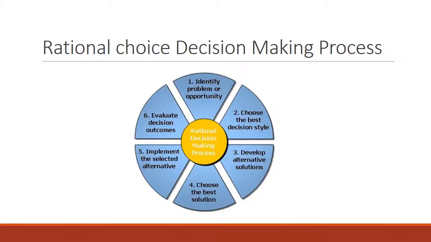Step 3 is to develop alternative solutions. This step involves searching for a ready-made solution. If this cannot be found, then a custom-made solution will need to be made. Step 4 is to choose the best solution. Step 5 is to implement the selected alternative. And step 6 is to evaluate the decision outcomes.